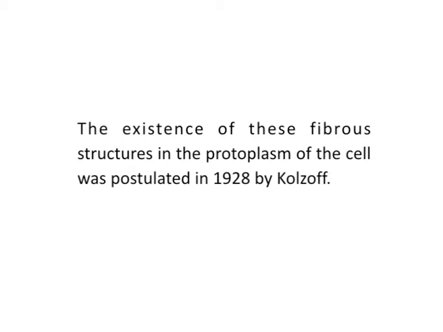The existence of these fibrous structures in the protoplasm of the cell was postulated in 1928 by Koltsov. He observed that each cell was a system of liquid components and rigid skeletons. The skeletal fibers generated the shape of the cell, though they were difficult to see as they were very thin. Observation under the electron microscope revealed the presence of cytoskeletal fabric in most eukaryotic cells.